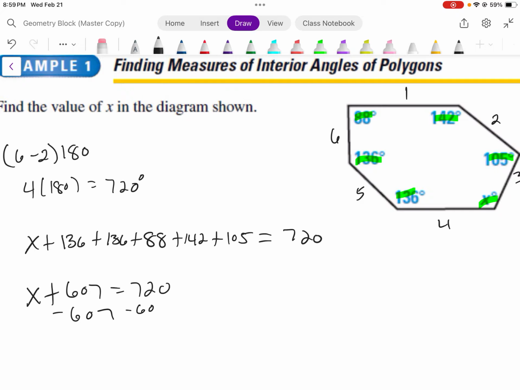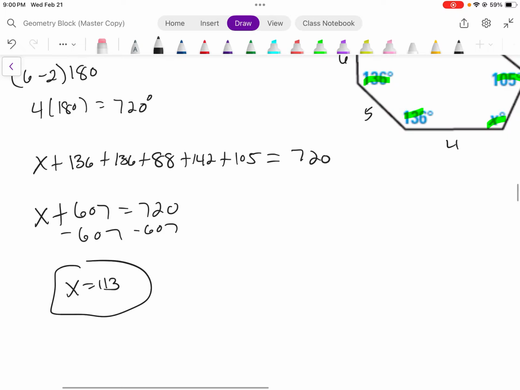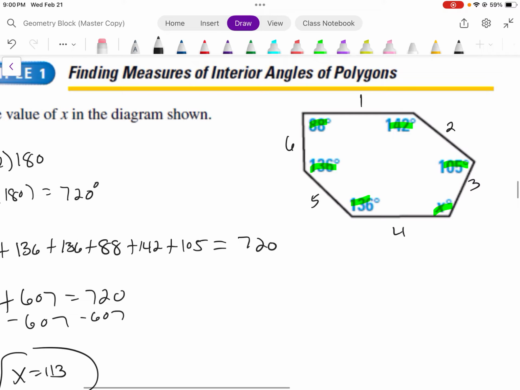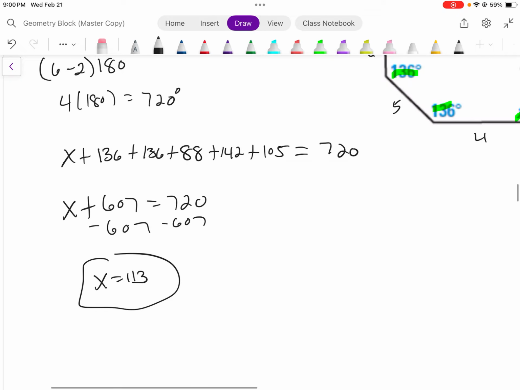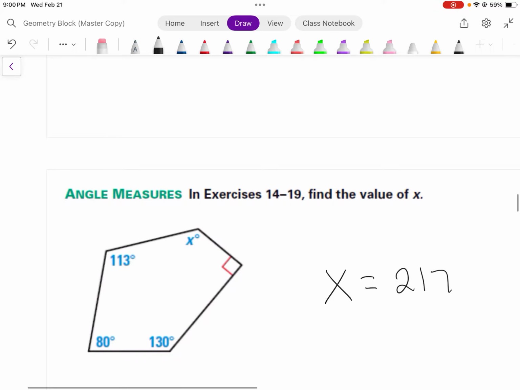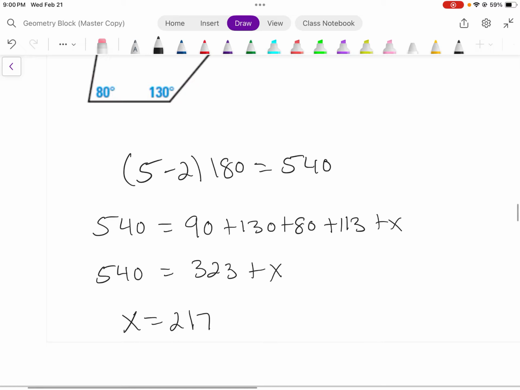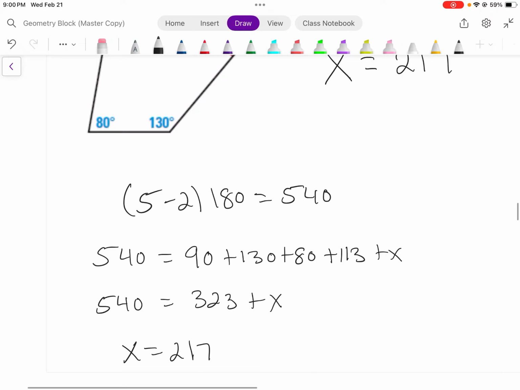Subtracting that over, x is 113. Now, make sure you do not forget any of those angles. Work your way around, add them all up. Now, for this next one, I want you guys to pause the video for a minute, give it a try, and make sure to get 217. Now that you've gotten 217, or if you didn't get 217, there is the work that you should have done to get the 217.